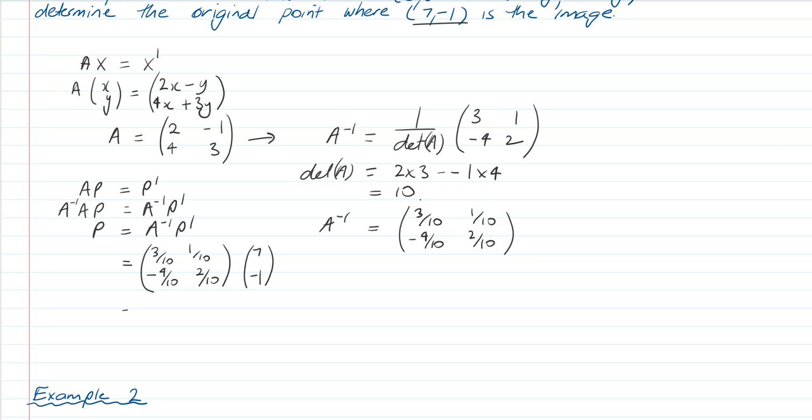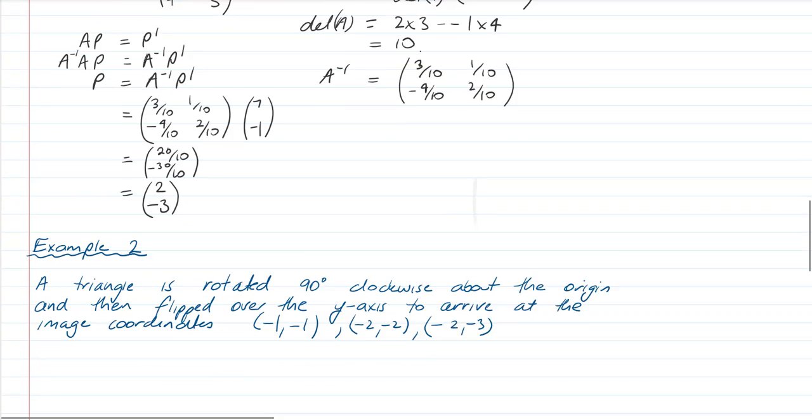This is P dash. 3 tenths of 7 is 21 tenths minus 1 tenth is 20 tenths. And negative 28 tenths minus 2 tenths is negative 30 tenths. And of course we can simplify that down to 2, negative 3. So the original point was 2, negative 3, and that got us to the image point 7, negative 1. We could check this now by just doing A times the original point, and that should give us 7, negative 1.